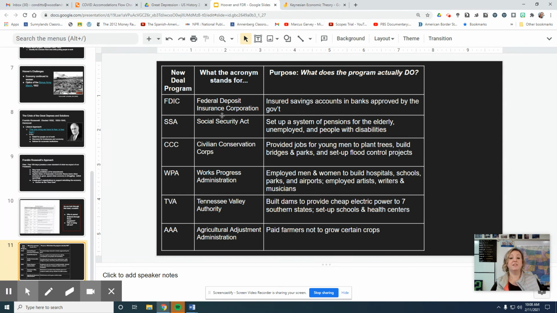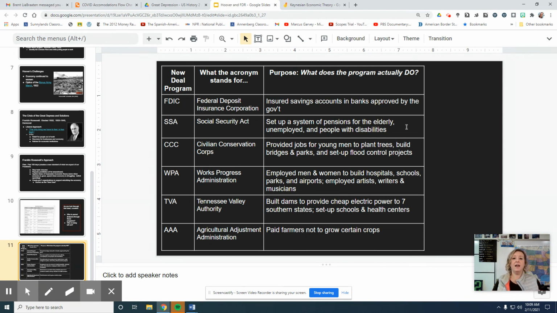The Social Security Act, right, something that is still around today as well, was created as part of this New Deal plan. What is it doing? It's setting up a system of pensions or like a retirement plan for the elderly or the unemployed or people with disabilities, because the intent is that that's a population that needs additional support too. They need direct relief.